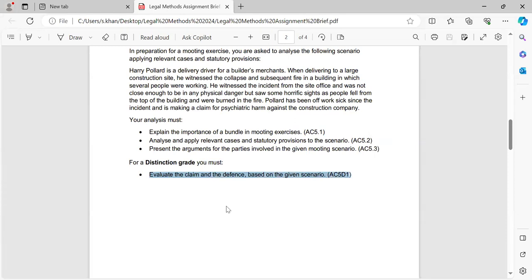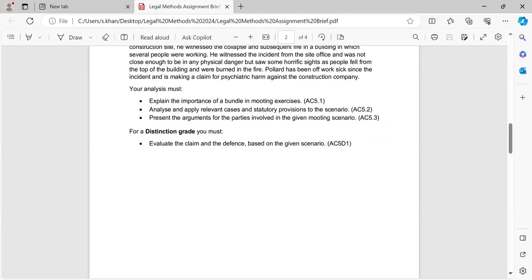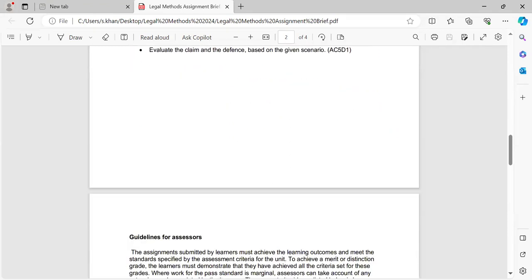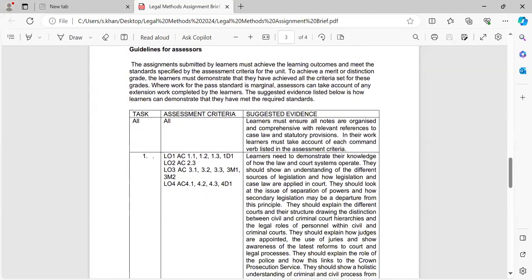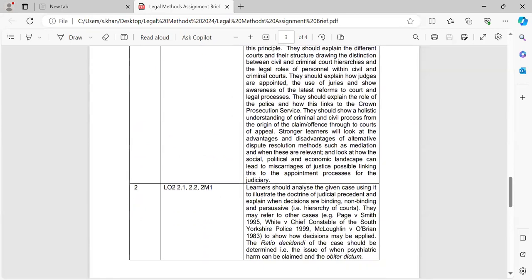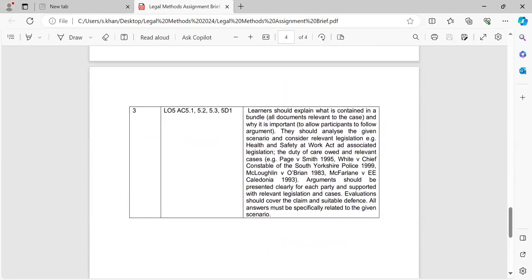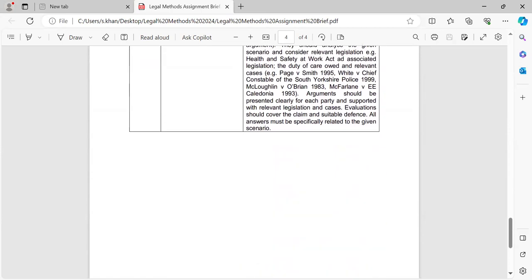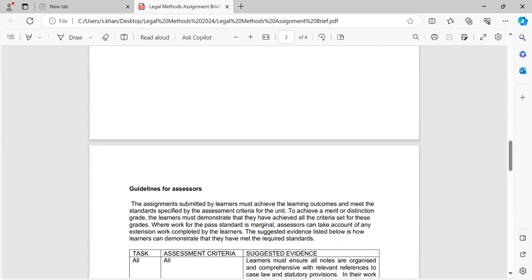Make sure it's clear that you are putting these as headings and you've got the distinction ones as headings as well, to make sure that the assessor is able to understand that you've done the merit stuff and the distinction stuff for each task. So make sure you do all of task one, and then within task one, if you want to do the merit and distinction, do that, and then all of task two, and do the merit and distinction one, all of task three, and do the merit and distinction one. Just some guidelines there, suggested evidence, what you need to do in regards to learning outcomes one, two, and three, and the tasks as well that you need to do. And this is the assignment that you need to complete.